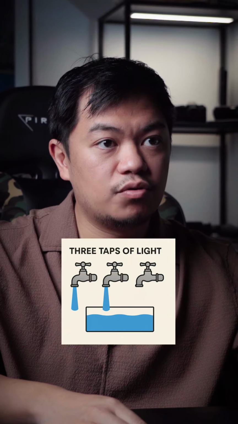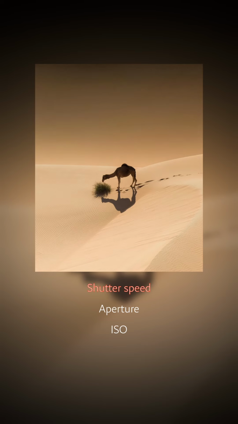Think of exposure like balancing three taps of light. If you turn one up or down, you have to adjust at least one other to keep your photo properly exposed. Let's break it down. If you slow down your shutter speed, more light comes in, but moving subjects might blur. To fix that, you can close the aperture or lower the ISO.